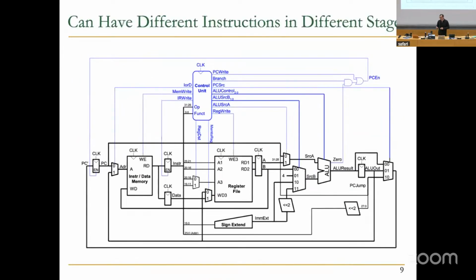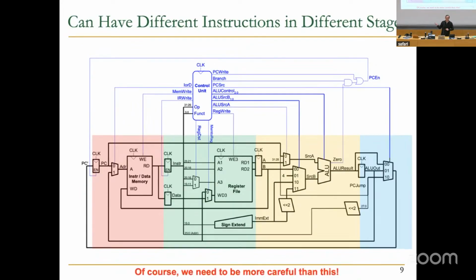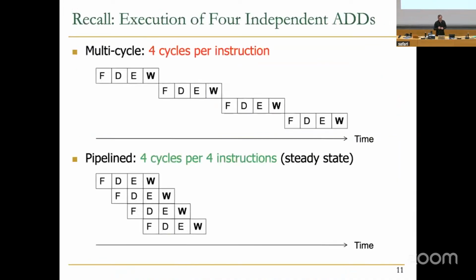And we basically said, oh, we can actually have different instructions in different stages. In this case, 4 instructions in 4 different stages. But you could have, we actually built a 5-stage pipeline, as I'm going to show you soon. Of course, we said we need to be more careful than this. We need to add pipeline registers, etc. Right? So essentially, pipelining is doing multiple instructions concurrently at different stages of execution in a single machine.